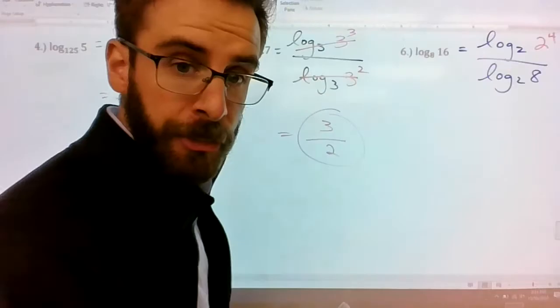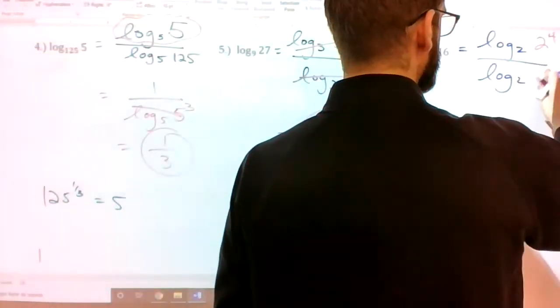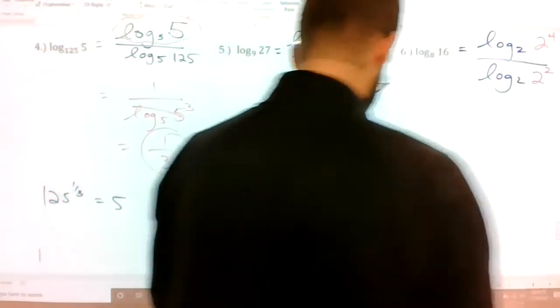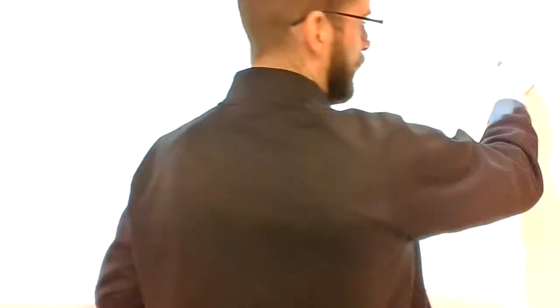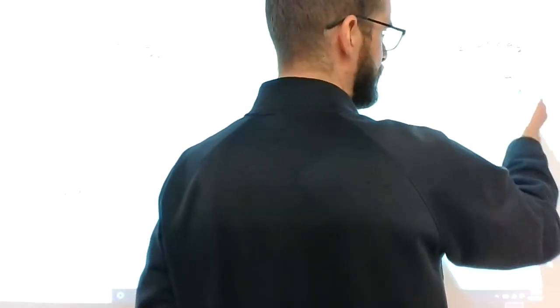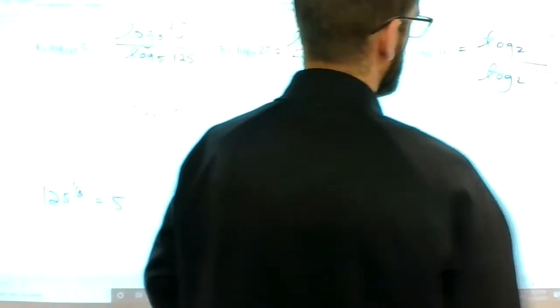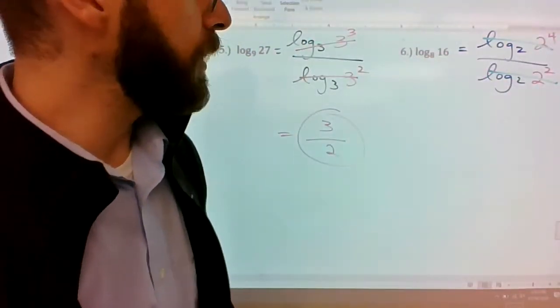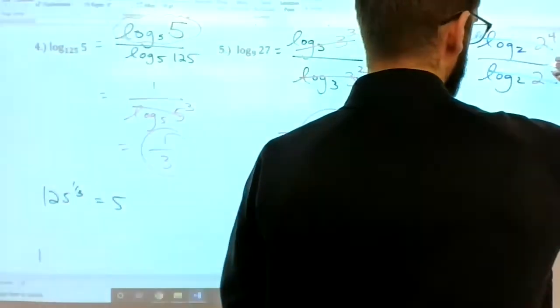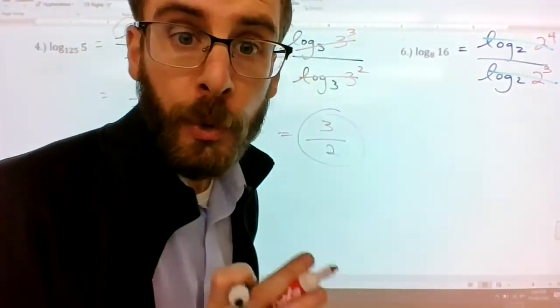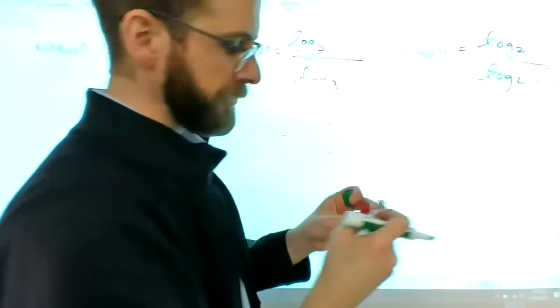Eight is 2 to the 3rd power. Log base 2 of 2 cancels with log base 2 of 2, and that leaves us with 4 divided... Oh, I messed that up. 8 was 2 cubed. So it's 4/3. That's our final answer.